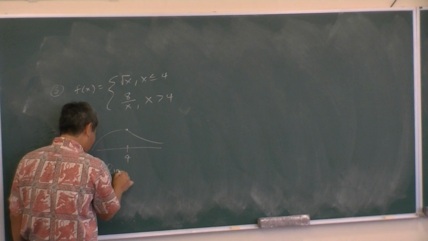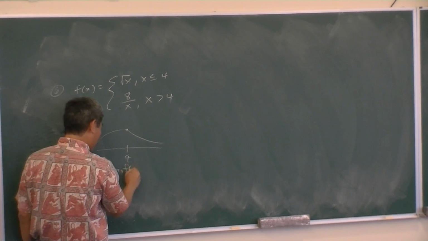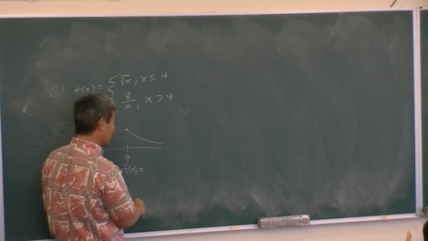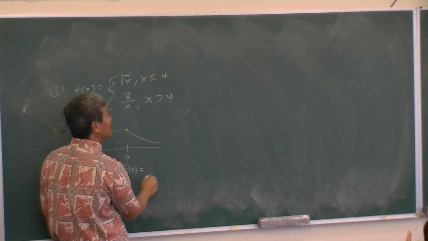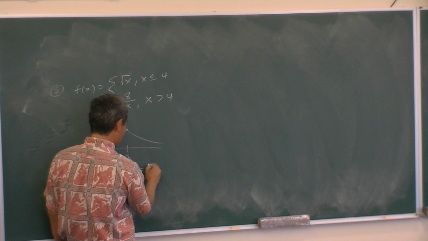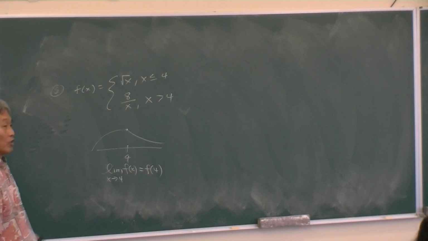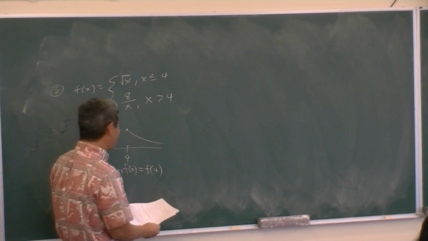You have to write this on your paper. The limit of the function as x approaches 4 equals, it's on the cheat sheet, f of 4. You just write that on your paper, you get full credit. So you gotta know all these definitions.